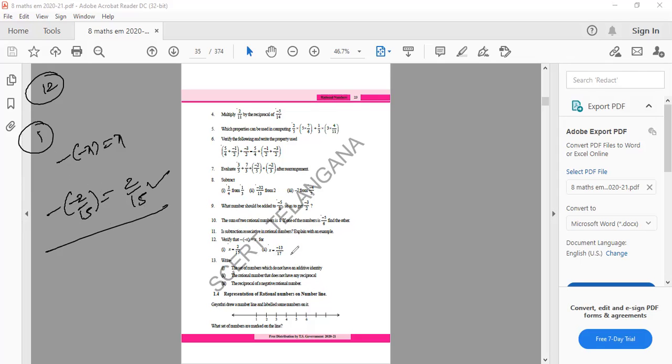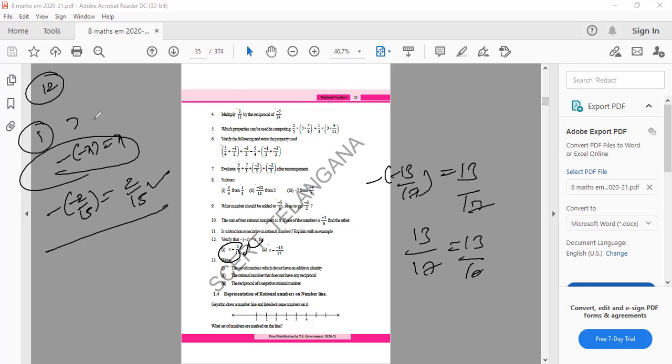Second one, x is equal to 13 by 17. You can write minus of minus 13 by 17, minus into minus is plus 13 by 17, which is equal to 13 by 17 only, right? So it's correct. Just substitute the value of x in both cases. RHS is equal to LHS. Minus of minus x is equal to x for every number. Whatever number you substitute, it satisfies. There's no question on that.